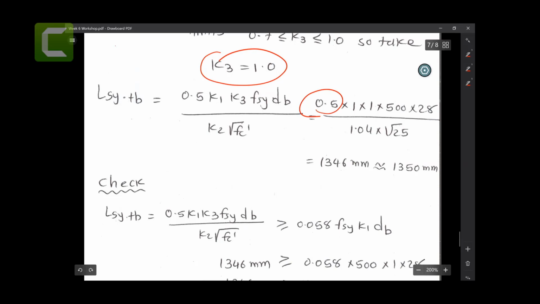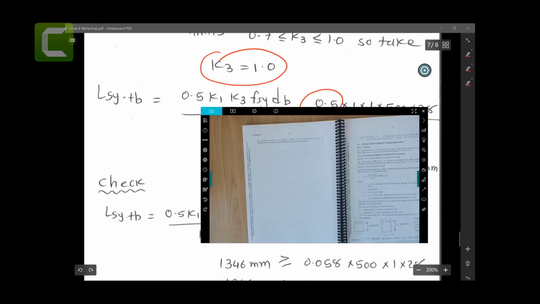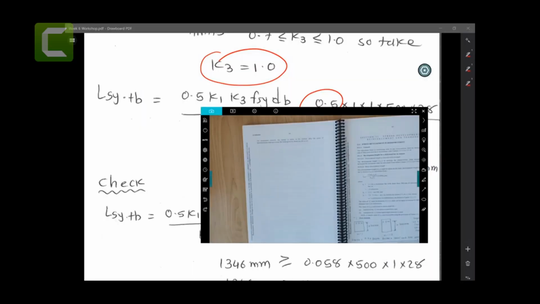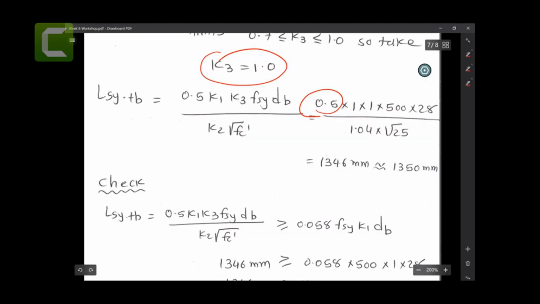I think these are the equations I am using from here. This one: 0.5 K1 K3 FSY DB over K2 square root FC dash. K1, we found 1. Do you remember that K1, guys, that there is only 30 millimeters of concrete, which is less than 300 millimeters, so it's 1. K3 is just 1, that is CD, that's 1 here, 1 here.